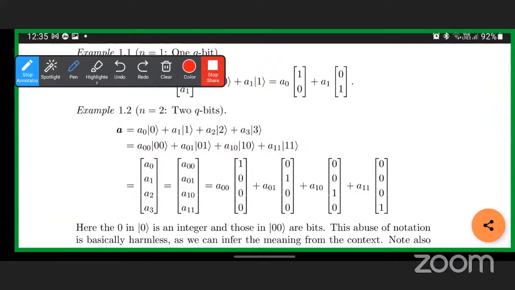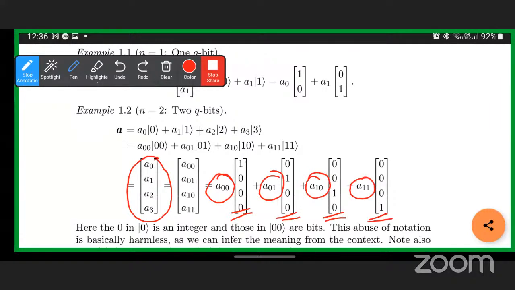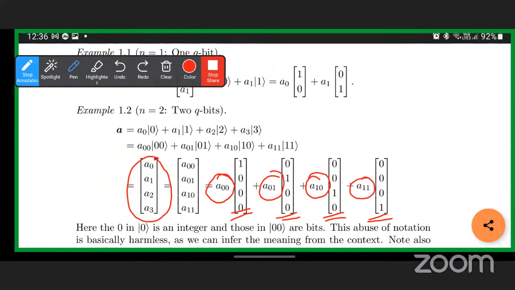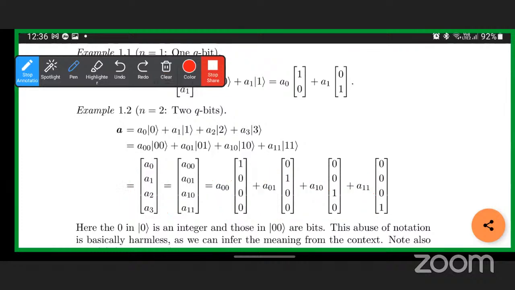So this vector A is actually equal to A00 times this vector, A01 times this vector, A10 times this vector, and A11 times this. So I think the notations are clear now. Yes, sir, it's clear. So I think now you should not be wondering if that word qubit comes. It's just a unit vector.